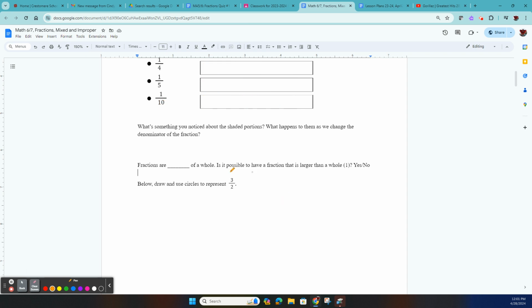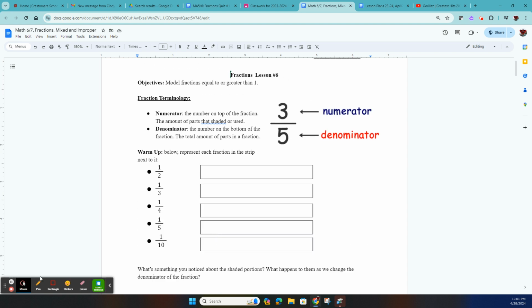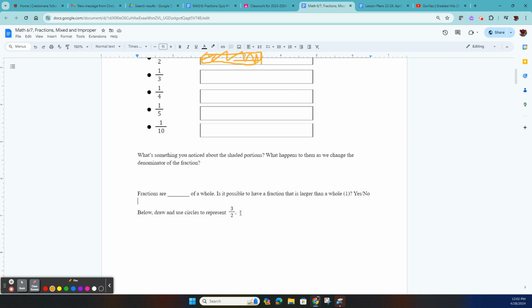So anyway, is it possible to have a fraction that is larger than one whole? Now you might be thinking, well, I don't know, actually, because we just talked about how 1/2 is part of a whole. It's less than 1. Is it possible to have a fraction that's greater than that? Well, the answer actually is yes. So make sure you circle that. The answer is yes.